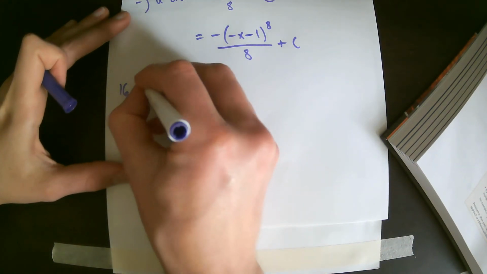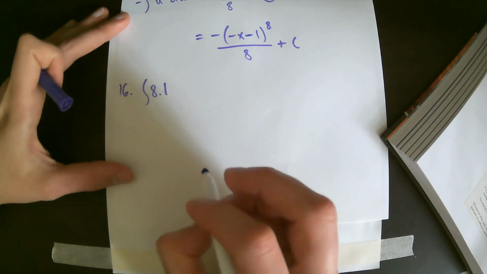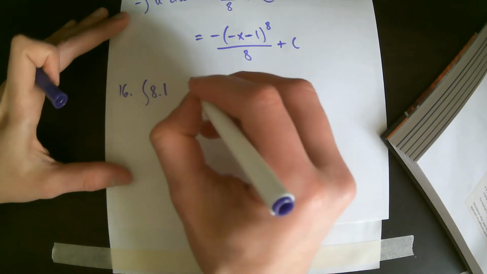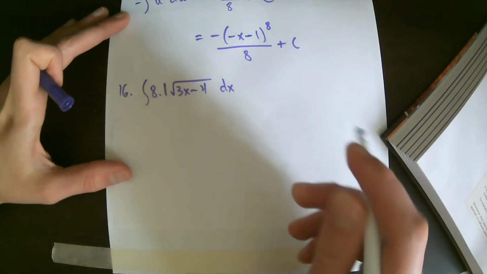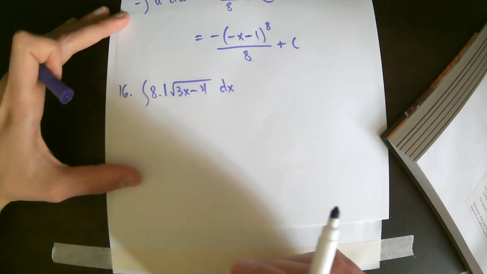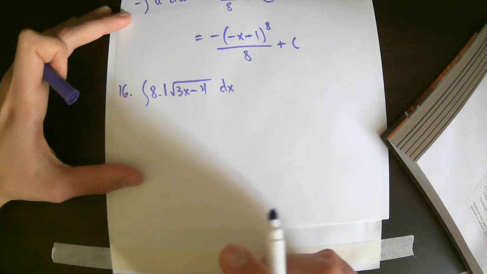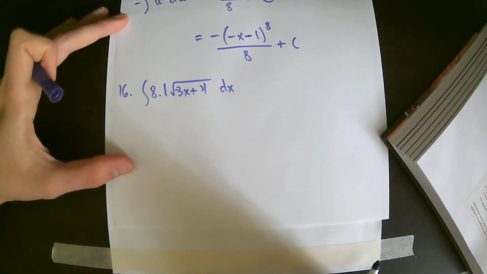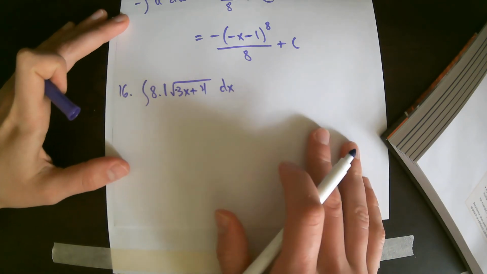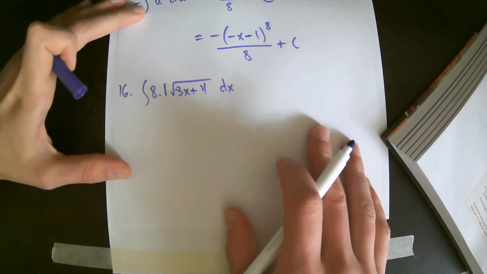16 is the integral of 8.1 times the square root of 3x minus 4 dx. Oh, my bad. It's negative 3x plus 4. Negative 3x plus 4 dx. Okay.